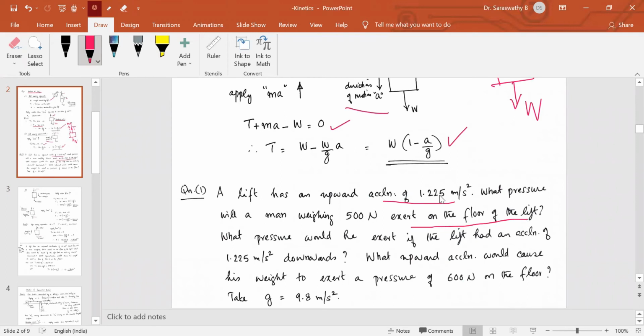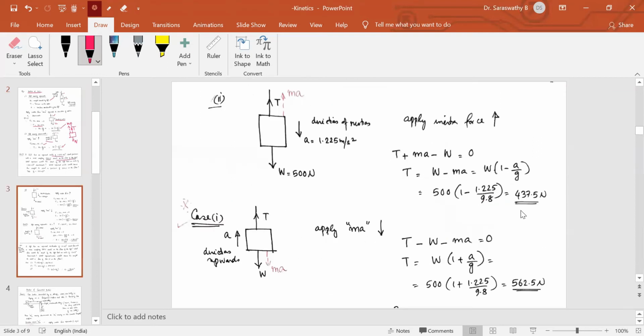So a lift is having an acceleration. The weight of the man, or the weight carried by the lift, is given. You are asked to find out the pressure exerted by the man on the floor. The pressure exerted by the man is nothing but the tension in the cable. So just understand, the pressure exerted by the man on the floor is nothing but the tension in the cable. How will you find out?